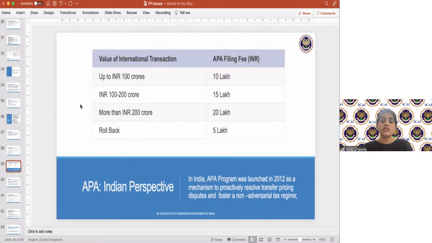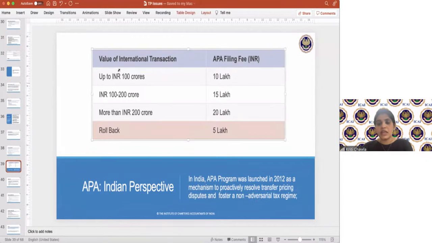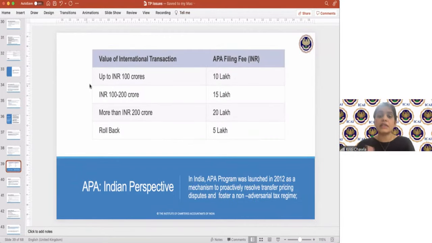So in terms of APA, it's a very expensive process. I'm going to talk about rollback in a while, but at least you know that if you're paying a fee of 10 lakh, 15 lakh or 20 lakh, going forward, there will be no litigation. So you'll be saving on litigation cost, but you'll have to pay this cost to the department.